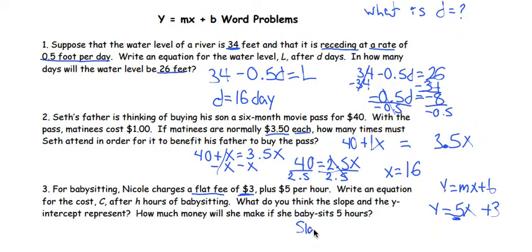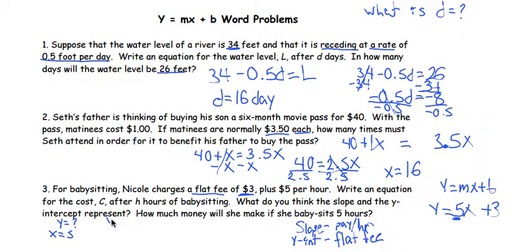So our slope is going to be our pay per hour. Our y-intercept is going to be our flat fee. And then the last question asks, how much money will she make if she babysits for 5 hours? So they want to know what is y when x equals 5.